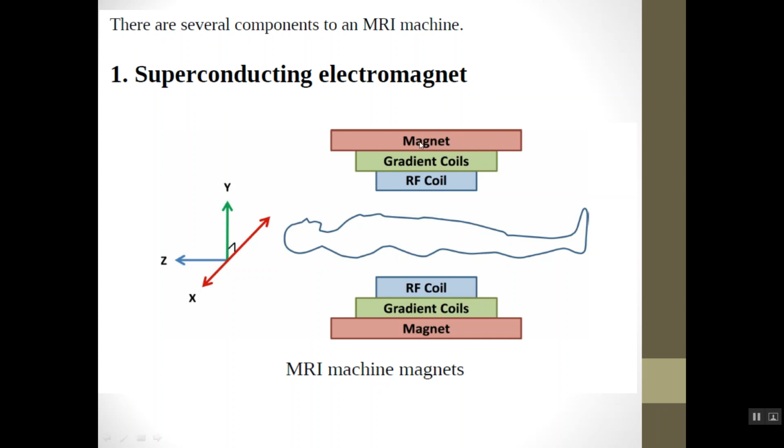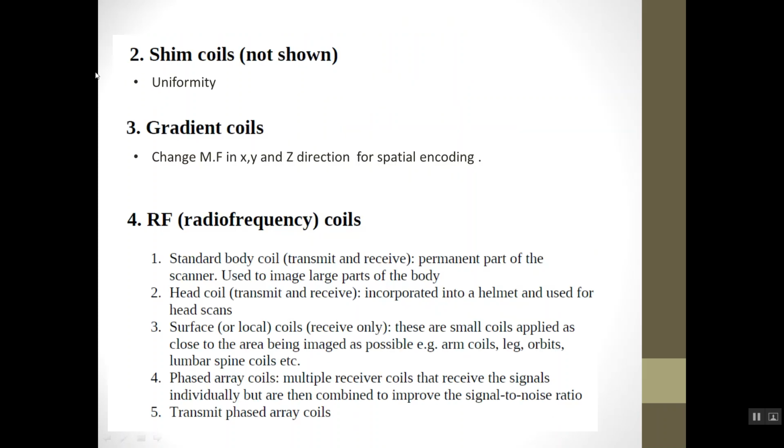But now I have a main magnet, gradient coil, and radio frequency coil. The radio frequency coil is responsible for receiving and transmitting the radio frequency pulse, and the gradient coil has a very important function, but I'll not talk about it now. The main magnet is responsible for producing the main magnetic field, which is affecting the body of the patient.